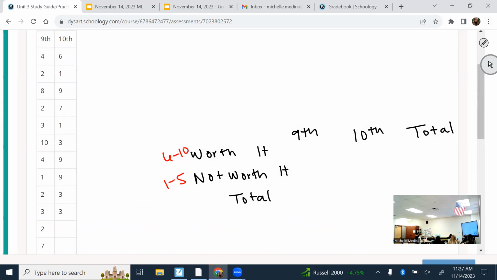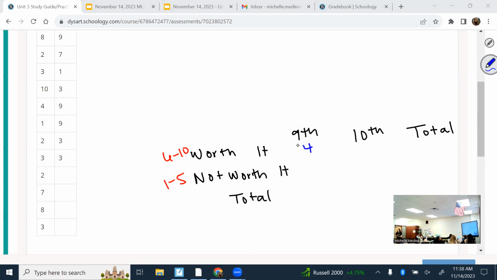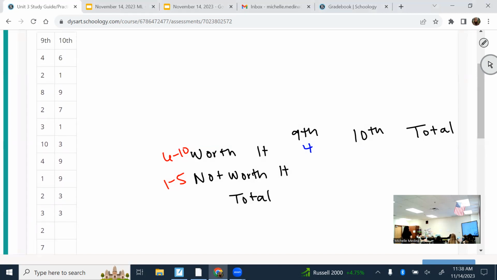So then looking at our data, here's the 9th grade column. I'm just going to count all of them that are 6 through 10. Okay, so I counted 4. If you get a number other than 4, tell me. I went through that column for 9th grade and counted all the 6 through 10 scores. So then I now count my 1 through 5 scores. And I counted 10. Again, correct me if I'm wrong.